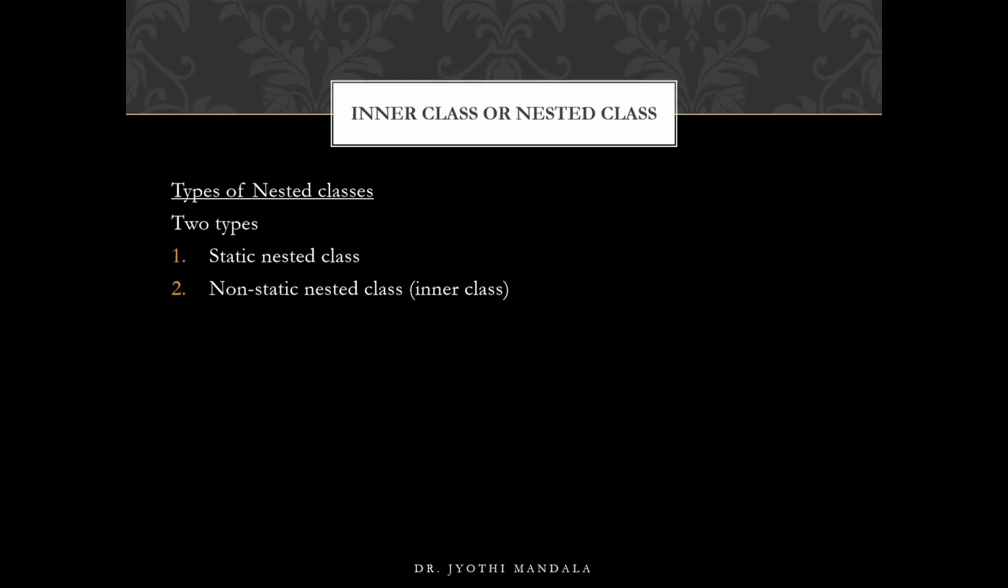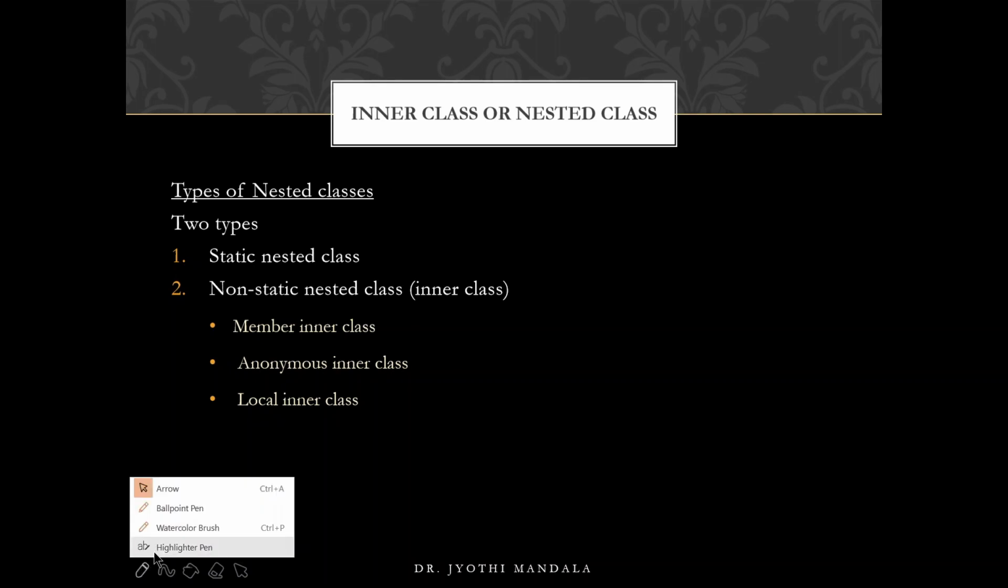Now you need to understand these two categories. If the class inside, whatever you are writing, is a static class, then it is called a normal nested class. But if the class inside is a non-static class, then it is called an inner class. Again, the inner class can be defined in three ways: member inner class, anonymous inner class, and local inner class. All these things we'll learn in detail with examples.